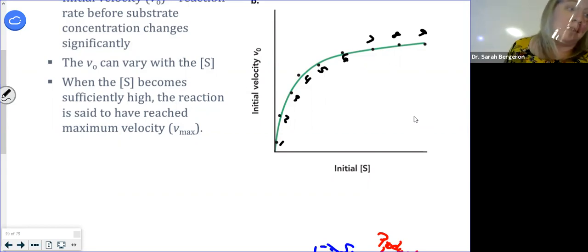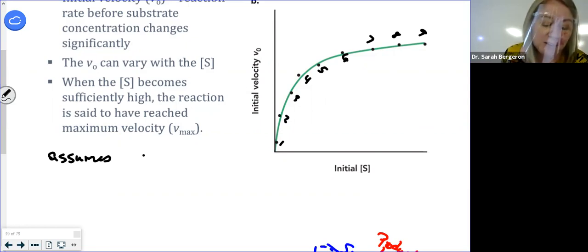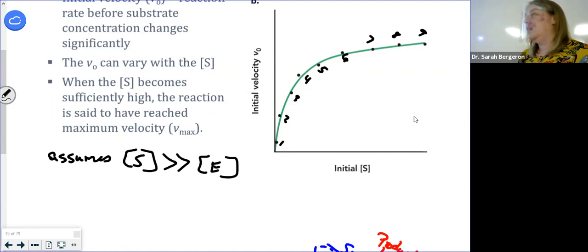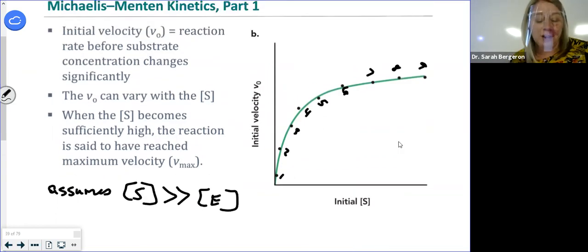Now, this assumes, there's all of these assumptions, right? So this assumes that our substrate concentration is in massive excess of our enzyme concentration. And that makes a difference, right? So you don't want the enzyme to be the limiting factor of this, because otherwise you're not really measuring kinetics of the enzyme. You're measuring how much enzyme you have. And that's a different story. So in order to measure enzyme kinetics, we have to put way more substrate in than enzyme present. Okay. All right. So what we say is that at some point, that initial substrate concentration gets so high that we reach a maximum velocity.